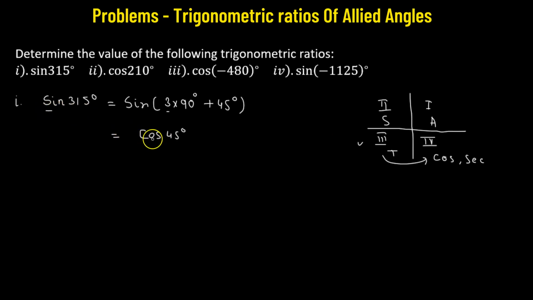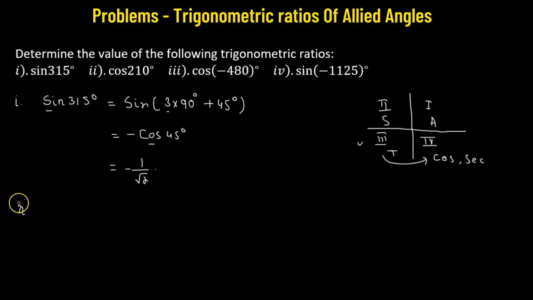Now we are working with a sine function. So we will not look at the answer, but only at the problem that we started with. We started with a sine function and we know that its result is going to be negative in the fourth quadrant. So we have negative cosine of 45 degrees, and that's a standard value. So that's 1 over square root of 2. So our final answer is negative 1 over square root of 2.